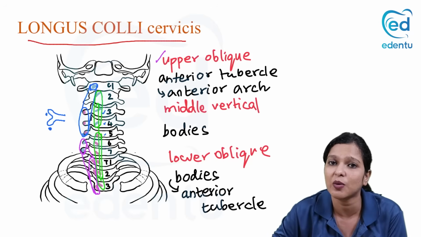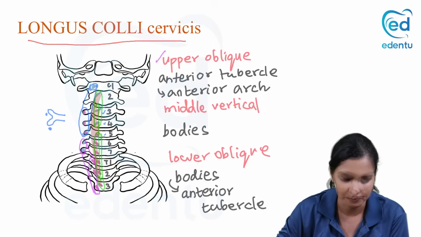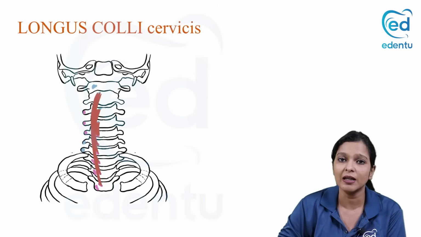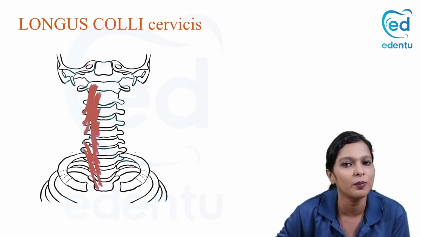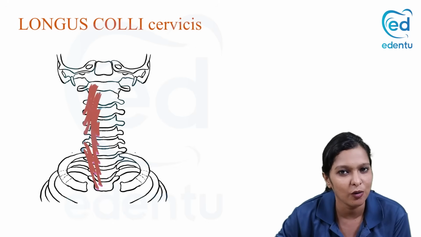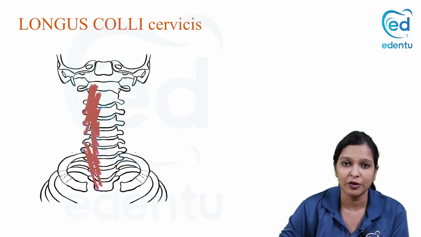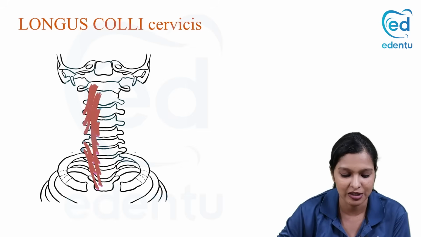What is this muscle? It is one of the prevertebral muscles. So it looks like this. This is the middle vertical part. Now I've added both oblique parts, the upper and the lower oblique part. You also have to remember the nerve supply and action.